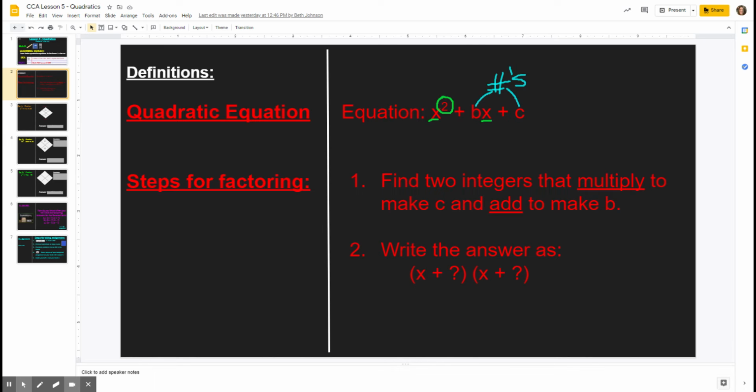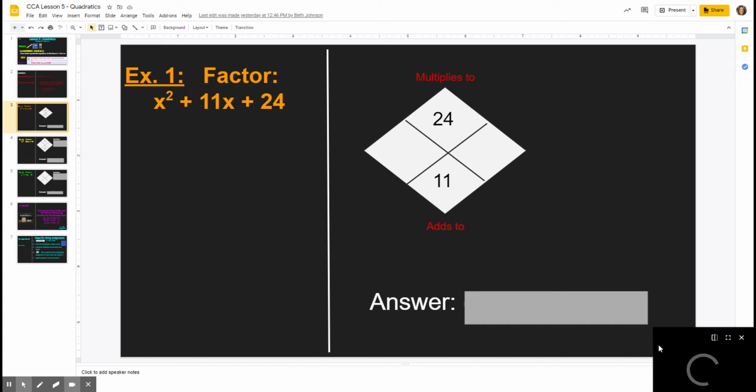All right, most of us are ready, so I'm going to move on to our first example. So if you take a look at it, the directions are going to be to factor. So you're going to factor the expression x squared plus 11x plus 24. So go ahead and write that on your paper. And you guys did diamond problems last year, I'm pretty sure. So we're going to revisit diamond problems, which is what we use to actually factor quadratic equations.